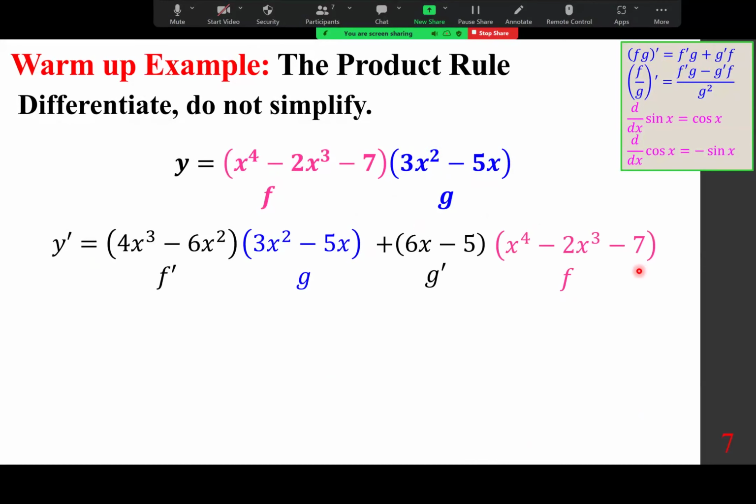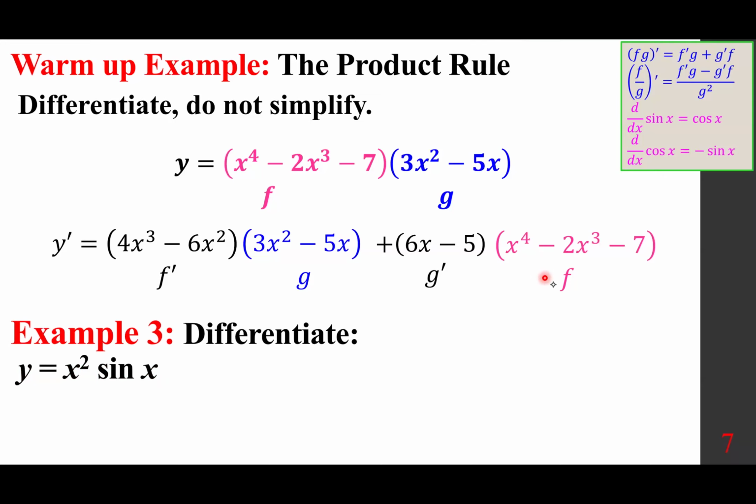Of course, this is a warm-up example, which means you're going to finish it on your own. We are completely done with calculus. You take a few algebraic steps to finish the job.